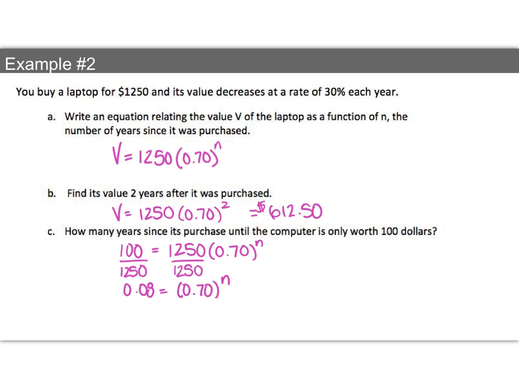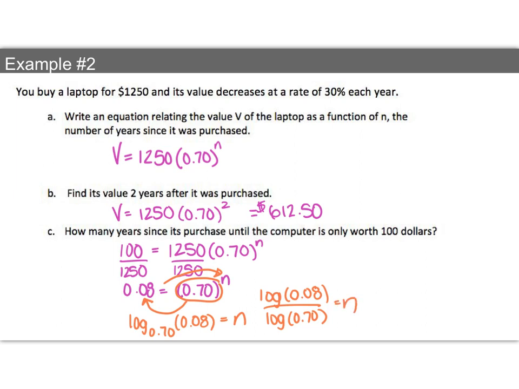0.70 to the n. And to get this into log form, again, remember I'm always going to start with the base and then do my circle. So this would be log base 0.70 of 0.08 equals, and then back up to the exponent, equals n. And I can plug that into my calculator. Again, if I don't have a calculator that has different bases, I would type this in as log of 0.08 divided by log of 0.70 using change of base.